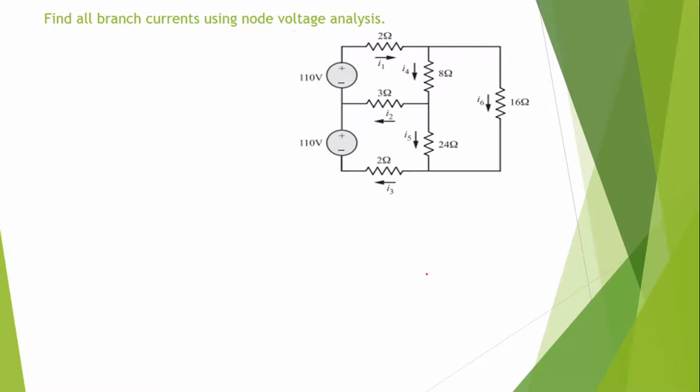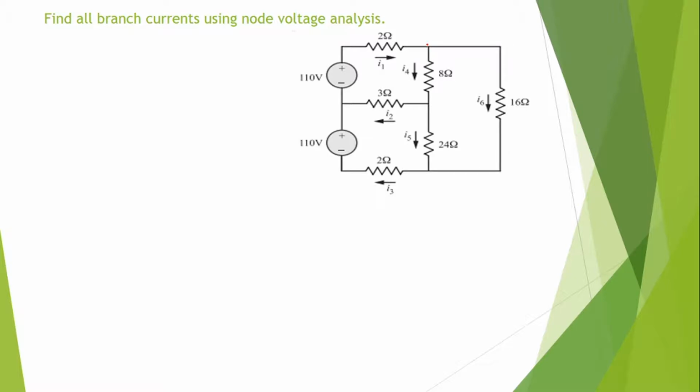Find all the branch currents using node voltage analysis. So in this, find all the branch currents, this I1, I2, I3, I4, I5, I6, using node voltage analysis. To use the node voltage method, I need to identify the nodes.